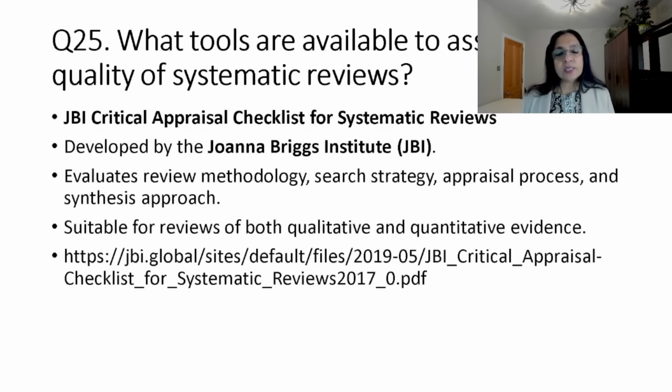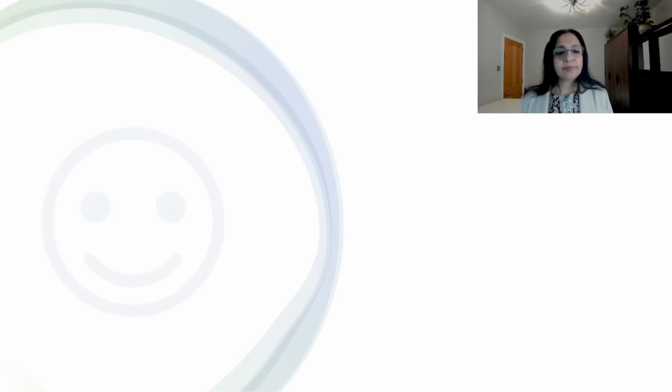The JBI tool. JBI also has tools to appraise the quality of primary studies, and they also have critical appraisal checklists for systematic reviews. It is developed by the Joanna Briggs Institute, that is JBI, and it evaluates review methodology, search strategy, appraisal process, and synthesis approach. This particular tool is suitable for reviews of both qualitative and quantitative evidence.